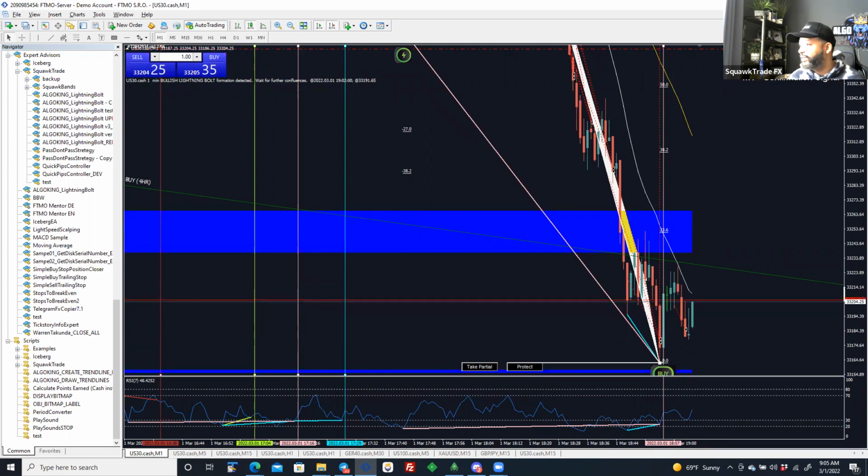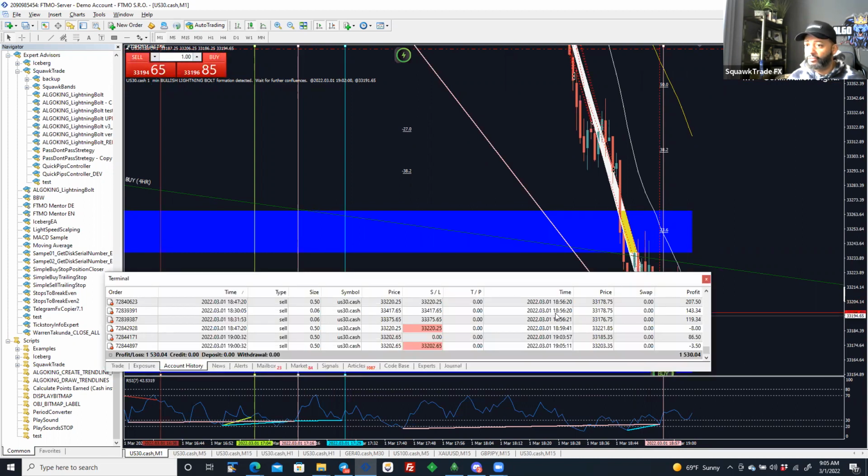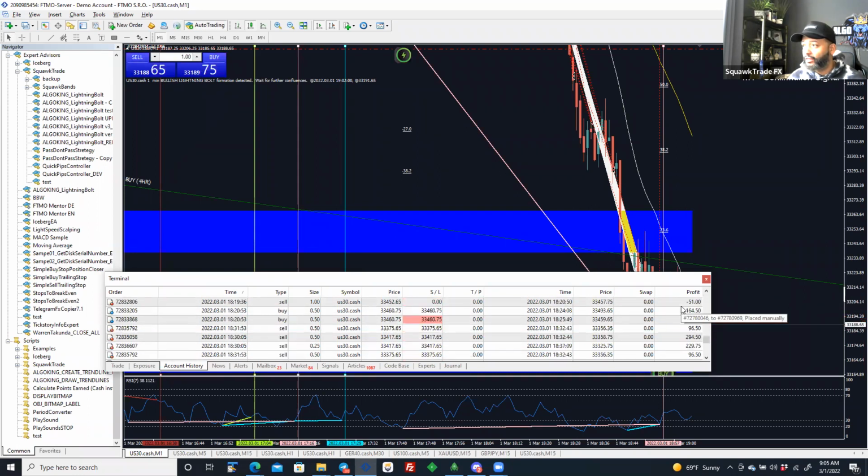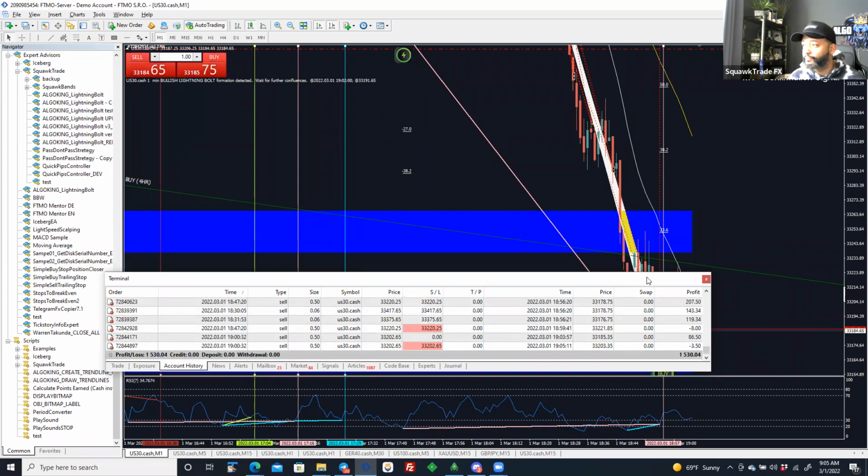Counters are now up. When I took that partial, it gave me like another 86 bucks. So I'm up $1,500, as you can see here. $1,500 is my profit for the day on the trades that we took together. Right? These trades started from this morning. These were not my London trades. This was as of this morning.